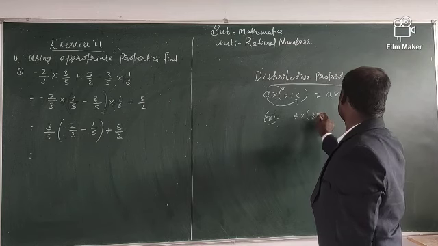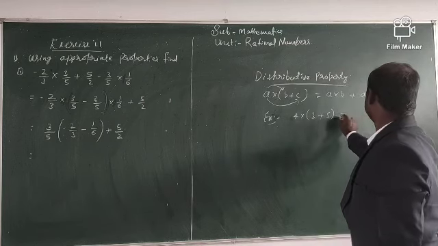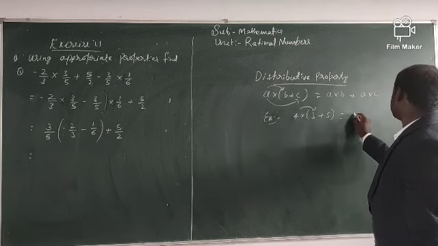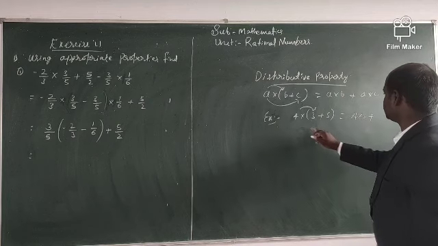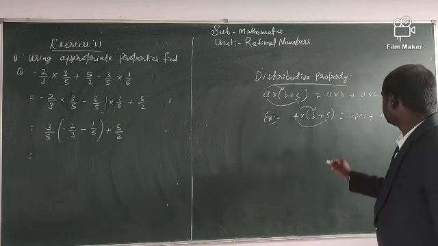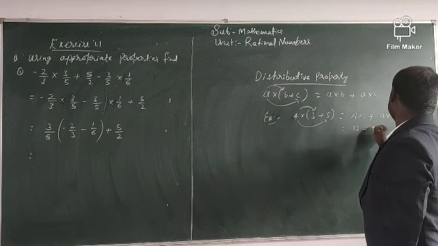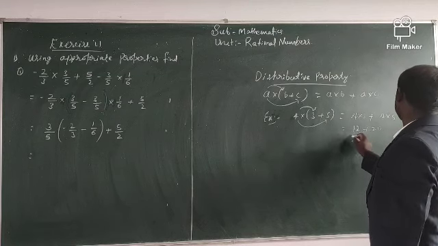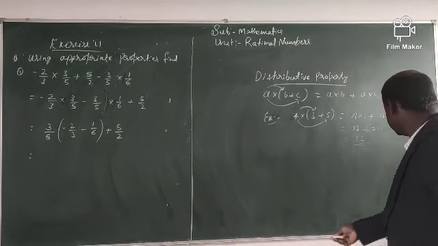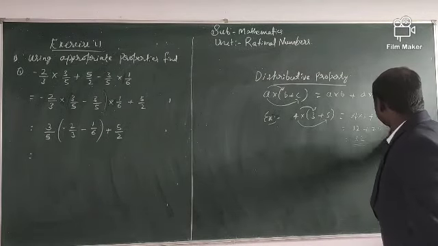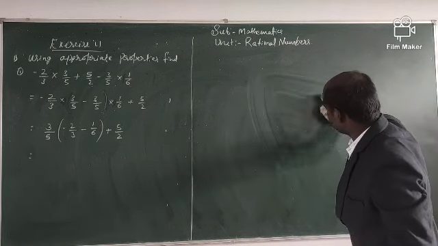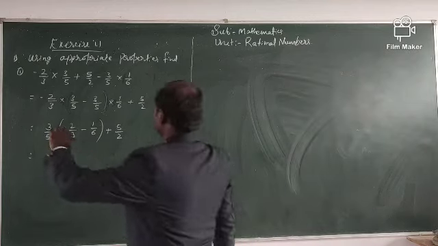4 into (3 plus 5) is equal to, in the same manner, 4 into 3 plus 4 into 5. 4 threes are 12 plus 4 fives are 20, which is equal to 32. Here also we will get the same answer. Okay, children. Now we are going to discuss some exercise problems.